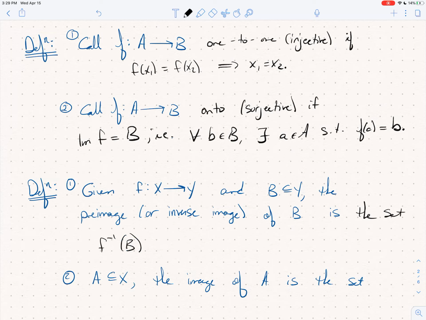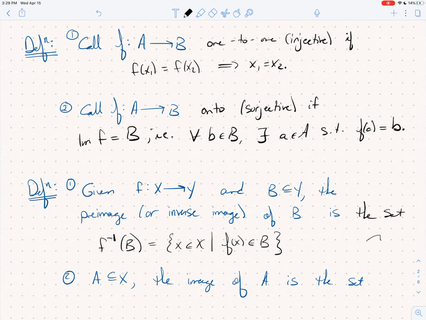Now that looks like f inverse, but it's not, because I don't know that f is 1 to 1. f does not need to be 1 to 1 to talk about preimage. So this is not saying 1 to 1. It's just the preimage of B. It's the set of x in X such that f of x lands in B.